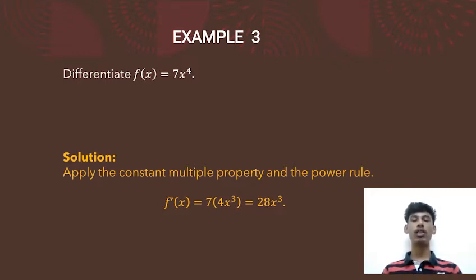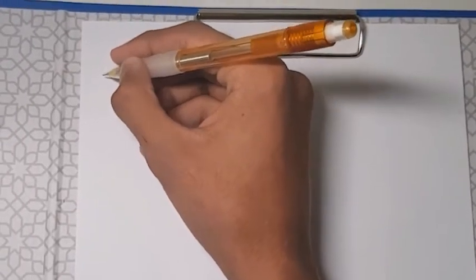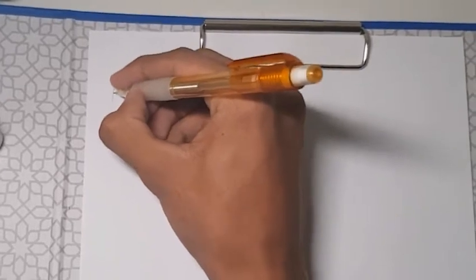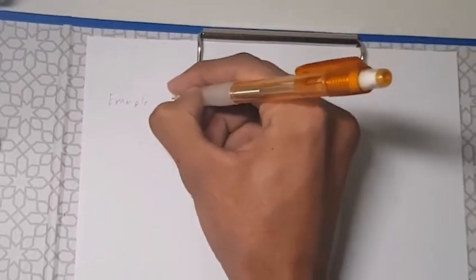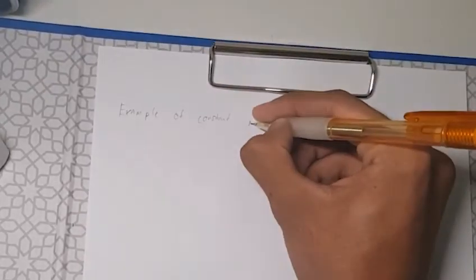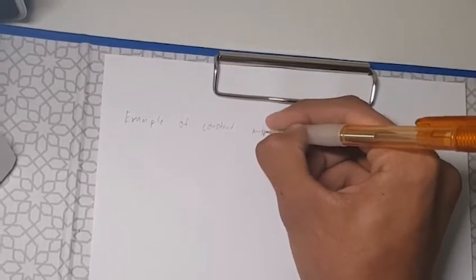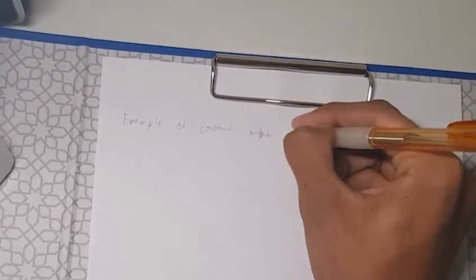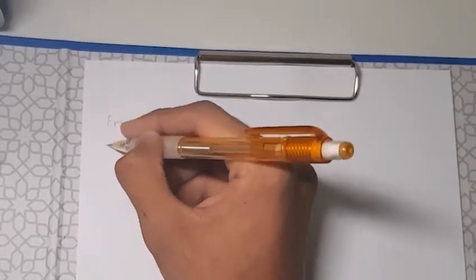So now I'm going to show the working for the example just now, an example of the constant multiple property. So we write the question first.